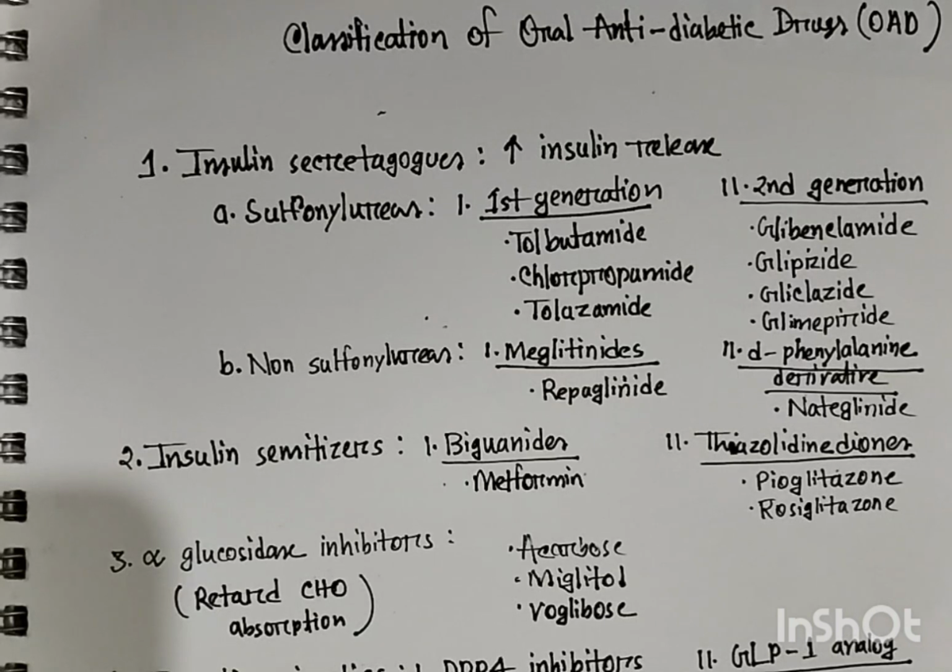First, the insulin secretagogues. They exert antidiabetic effects by increasing insulin release. There are 2 groups of insulin secretagogues, sulfonylureas and non-sulfonylureas. Sulfonylureas can be first generation and second generation.